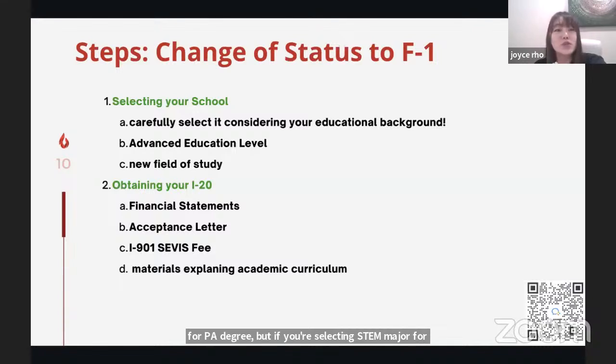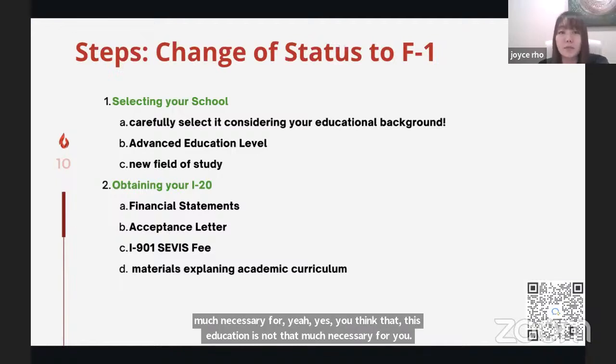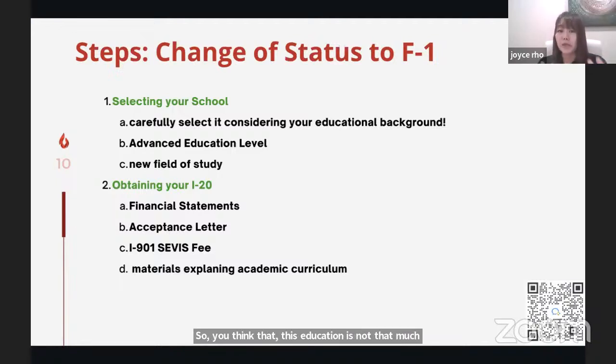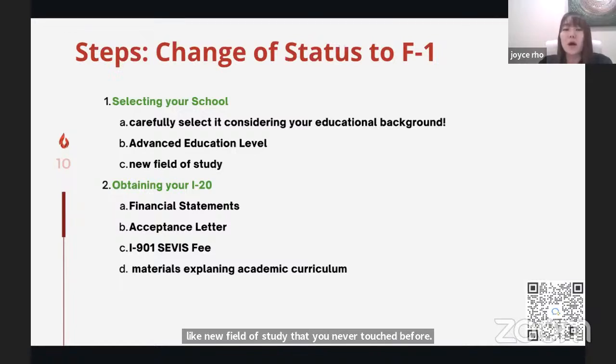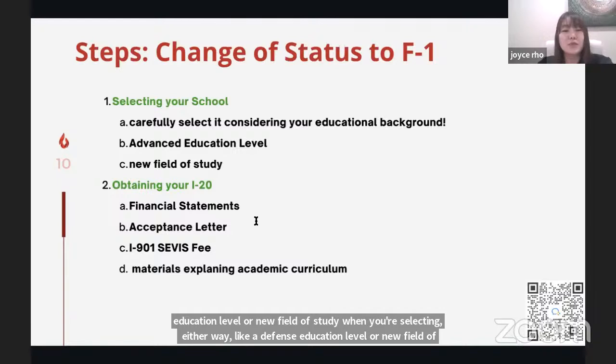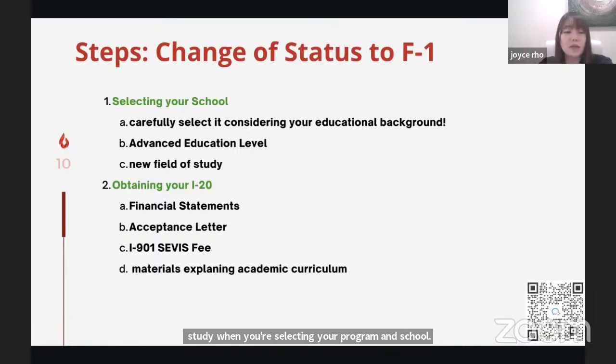So if you're choosing a program at an advanced education level that is relevant to your major in your BA degree, or if you select a new field of study that you never touched before, if you want to challenge yourself in a new field of study, that is also fine. So you can think of either way, like advanced education level or new field of study, when you're selecting your program and school.